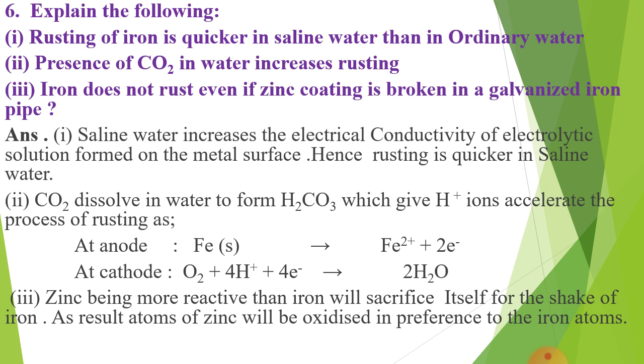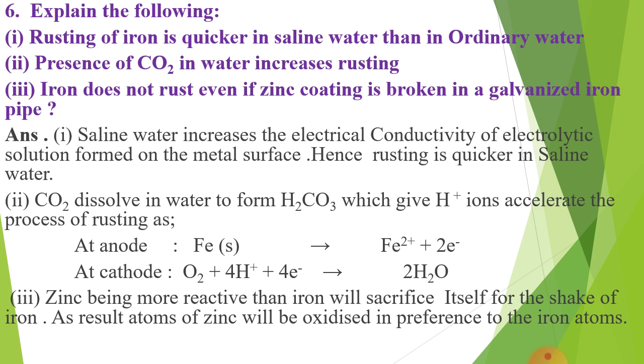Second, presence of CO2 in water increases rusting. This I have also told you. CO2 reacts with the water to produce H2CO3. That's why it enhances the rusting. Third, iron does not rust even if the zinc coating is broken in a galvanized iron pipe.